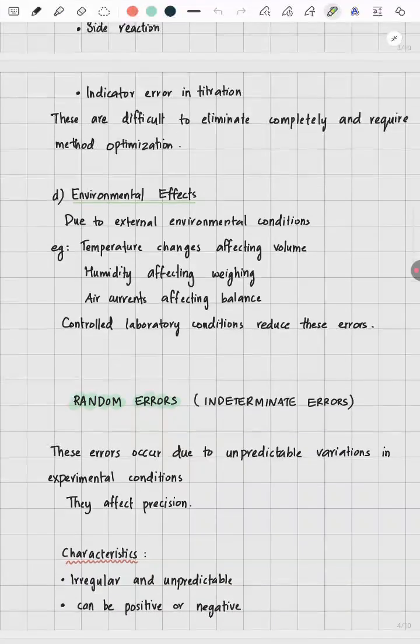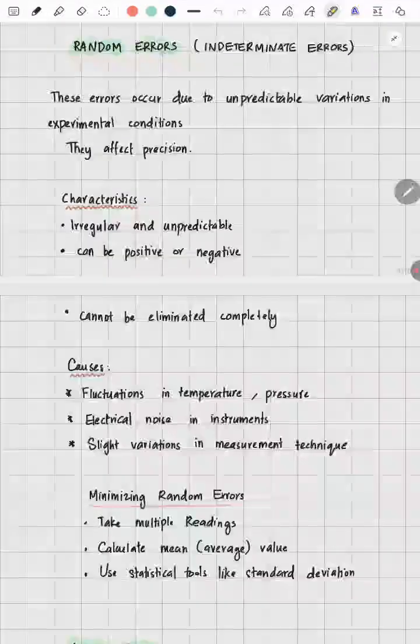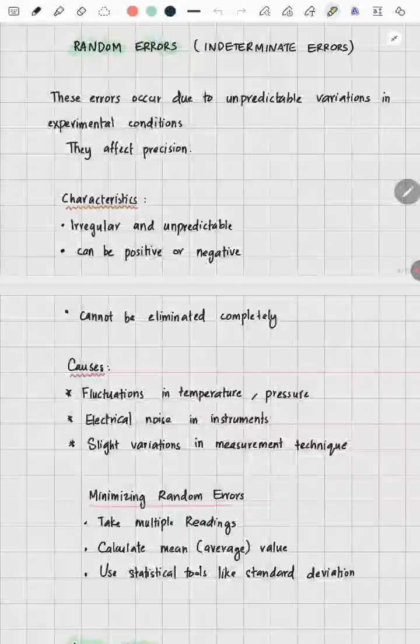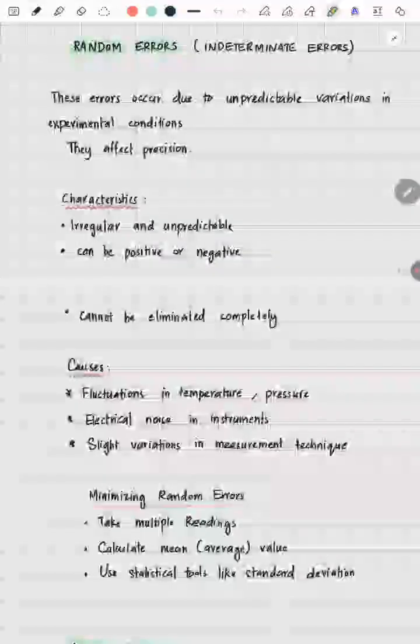Next, let us move to random errors, also known as indeterminate errors. These are completely unpredictable and occur due to small uncontrollable variations in experimental conditions. Unlike systematic errors, random errors do not follow any pattern. Sometimes they increase the measured value and sometimes they decrease it. Because of this, they mainly affect the precision of the measurement, which is the reproducibility of the results.